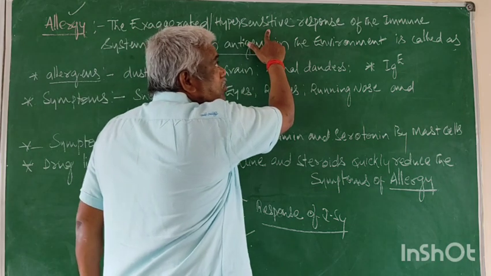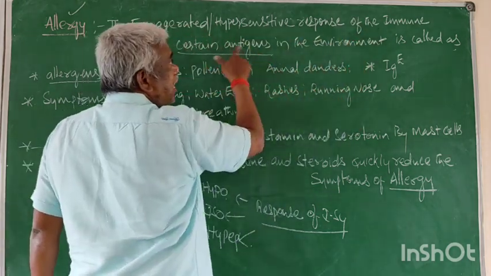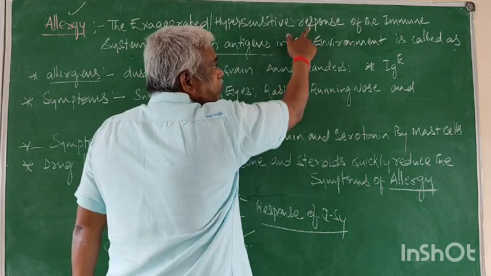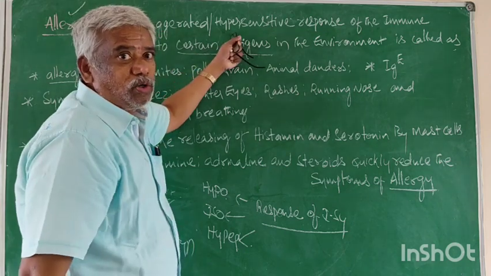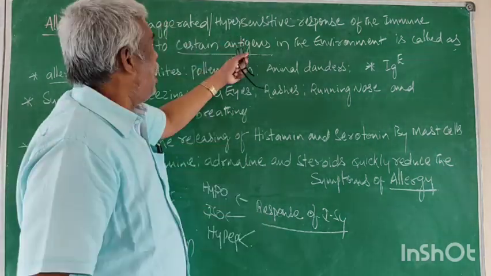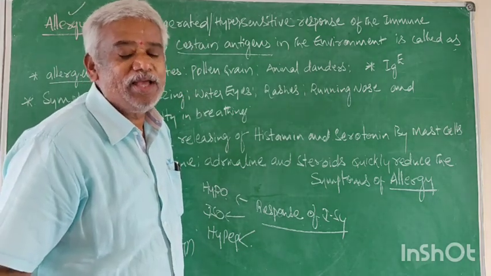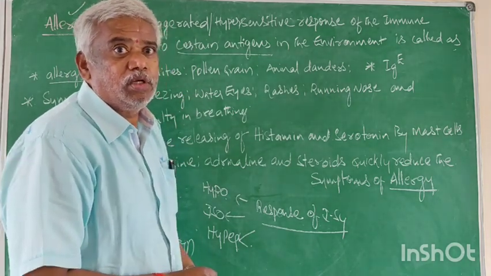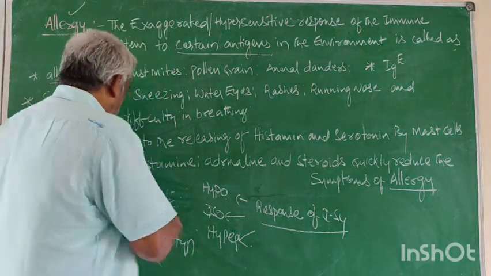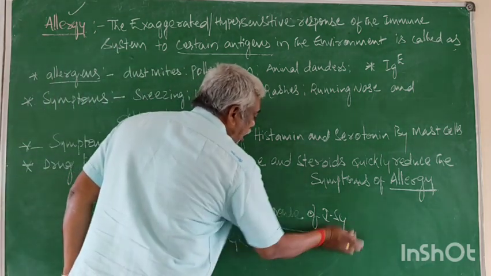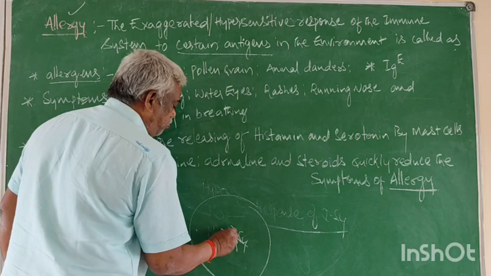Exaggerated hypersensitivity, a response of the immunity system to certain antigens. If the immunity system response is more, technically it is called hypersensitivity, exaggerated. That's all. This is the definition of allergy. Okay, that means it is our body. Now, IS means immunity system.